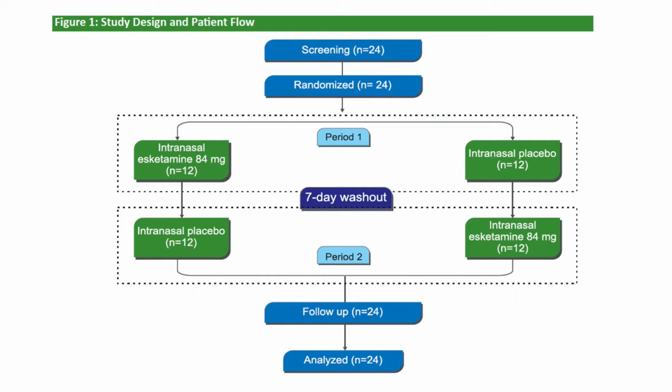We can see that 24 subjects were screened and randomized, and half of these were randomized to treatment sequence 1 and half were randomized to treatment sequence 2. So for those in treatment sequence 1, they were first administered intranasal esketamine, followed by an intranasal placebo in period 2. By contrast, treatment sequence 2 was administered intranasal placebo in period 1, followed by intranasal esketamine in period 2, and there was a 7-day washout in between the two periods.